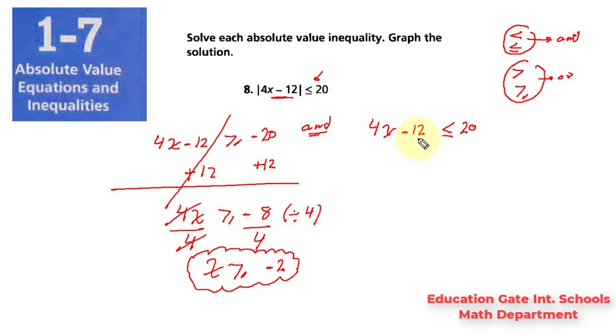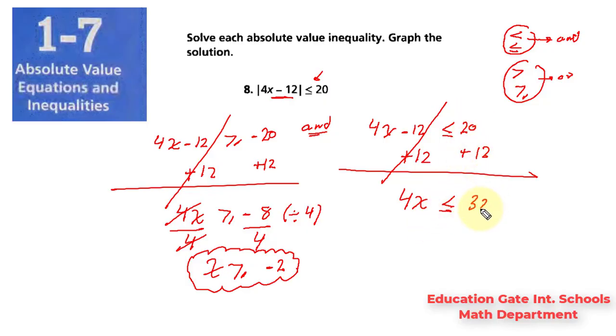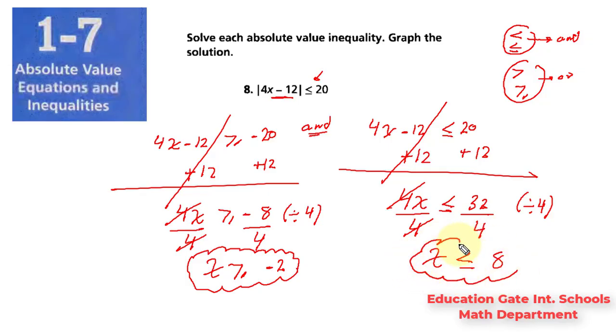The second inequality, by the same way we have subtraction, we will use addition. Plus 12, plus 12. Now cancel, we get 4x is less than or equal 20 plus 12, which is equal to 32. I will divide both sides by 4. Cancel, we get x is less than or equal 8. 32 divided by 4 equals 8. Don't forget to write and.